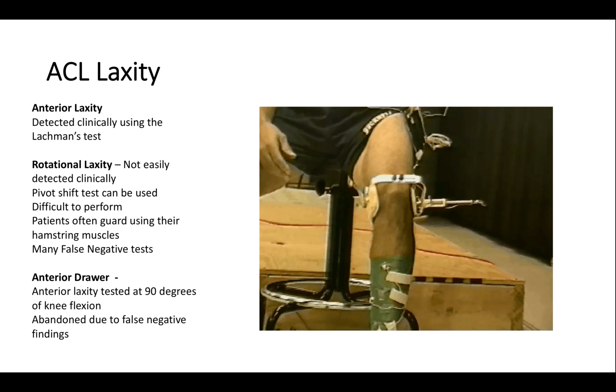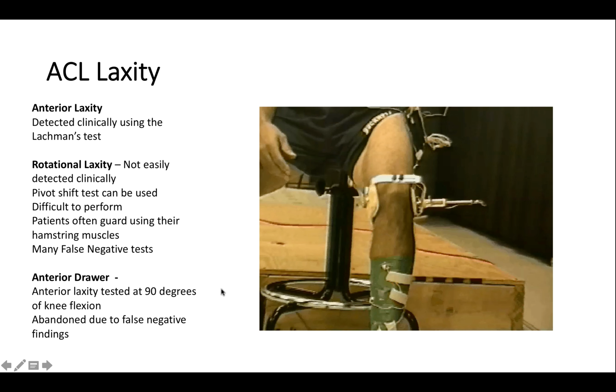Here we're going to look at laxity that's associated with ACL deficiency. Anterior laxity is best measured by the Lachman test and is the clinical standard. Rotational laxity can be measured by something called the pivot shift test, but it's difficult to perform and so is not really considered reliable clinically. The anterior drawer test, because it's done at 90 degrees and therefore recruits other ligaments like the MCL, is no longer performed clinically.